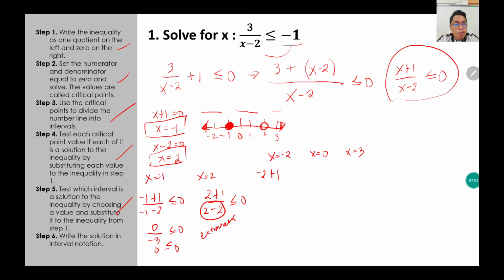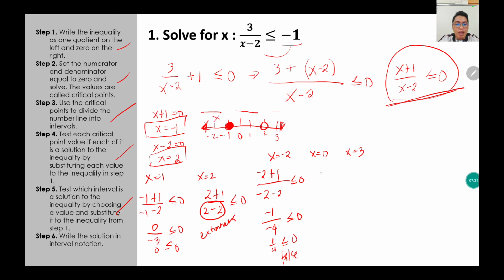Negative 2 plus 1, doon ulit sa equation natin dito, over negative 2 minus 2 less than or equal to 0. So, negative 2 plus 1 is negative 1 over negative 4. Which is actually, anong ibig sabihin nito? 1/4 less than or equal to 0. So, this is false, no? So, we will not shade that area. Hindi siya sagot. Hindi siya solution.